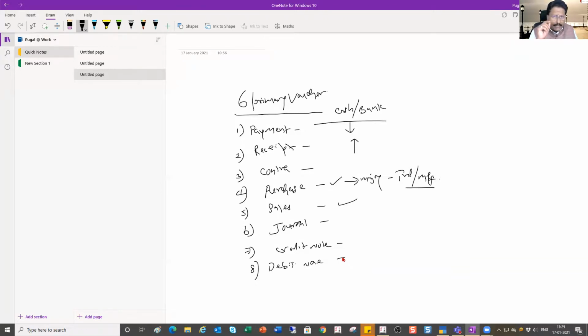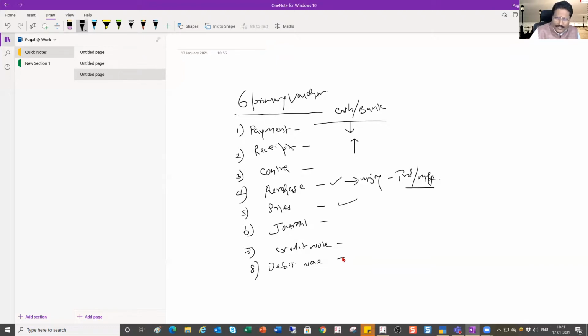Now I will cover this in detail, because I have seen this even during my college days. Even I used to get confused. When do I use a credit note? When do I use a debit note? Why is it called a credit note? Why is it called a debit note?